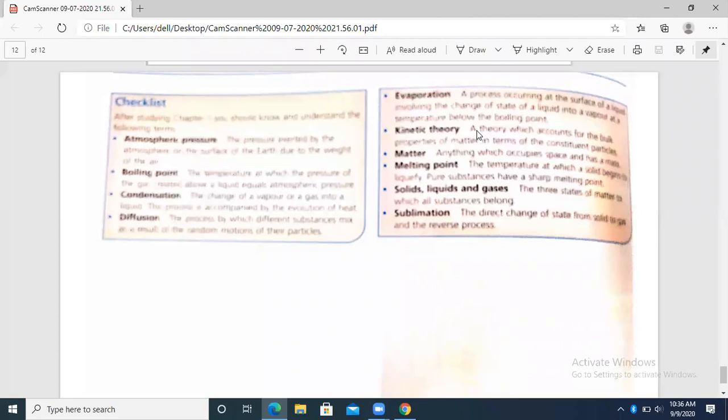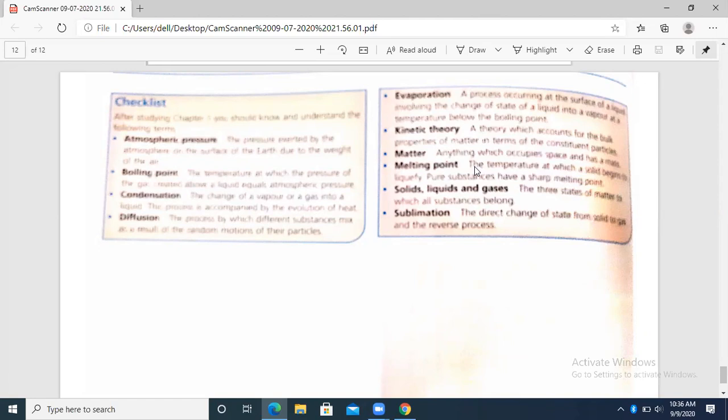Anything, whatever it may be, anything which occupies space and has mass, that's called matter. Then melting point. Melting point is the temperature for a solid to change into liquid, meaning for melting. How much heat energy is needed for that? That amount of heat energy is called the melting point. Then solid, liquid, gas, the three states of matter.